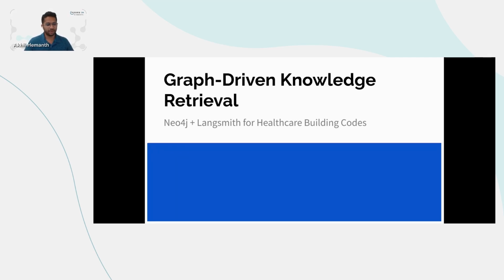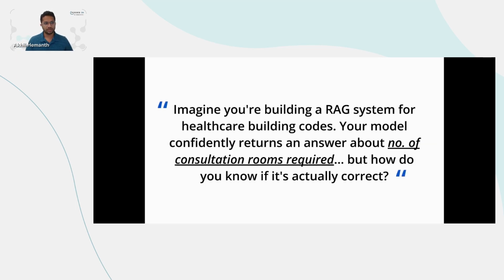Today, I want to talk about my research on how knowledge graphs and LangSmith evaluators can help improve the efficiency of a RAG system. So imagine you're building a RAG system for healthcare building codes, and the model confidently returns an answer about the number of consultation rooms required. But how do you know if it's actually correct?